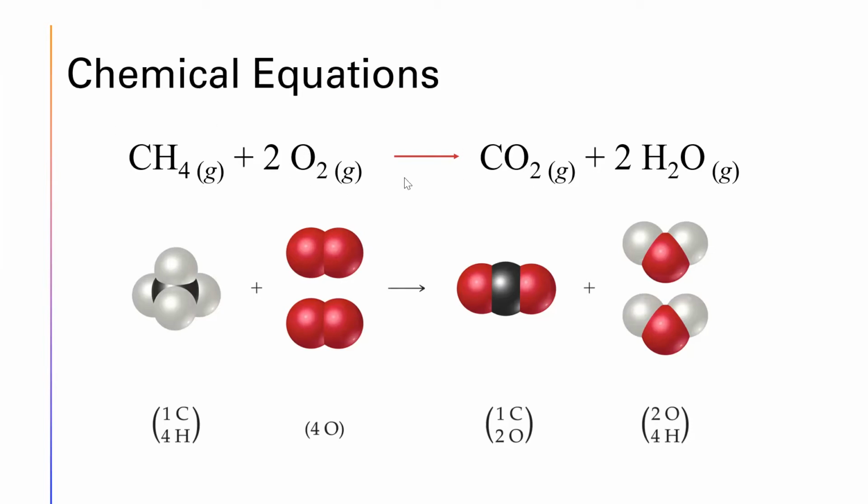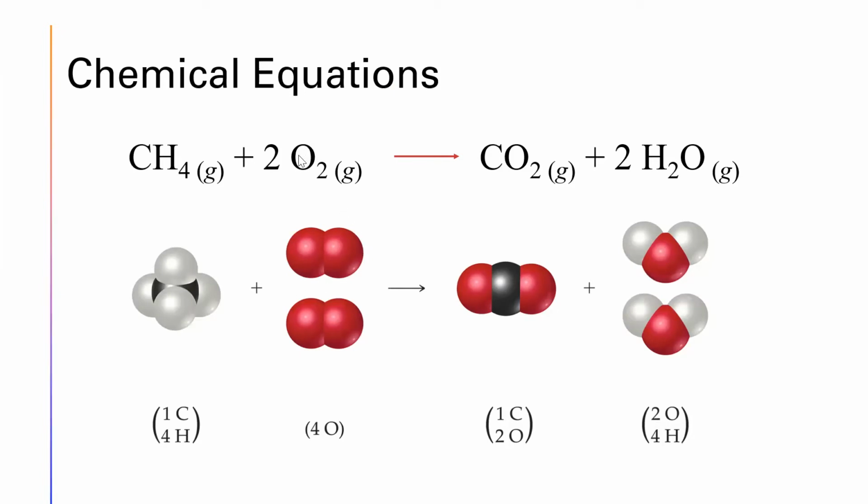After we react methane and oxygen, we will get carbon dioxide and water molecules. This is the projection from this reaction. We have methane, CH4. This is the C atom, the black one, and the white ones are the hydrogens.